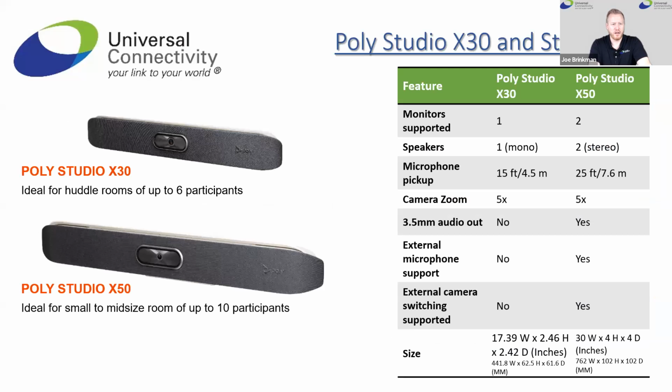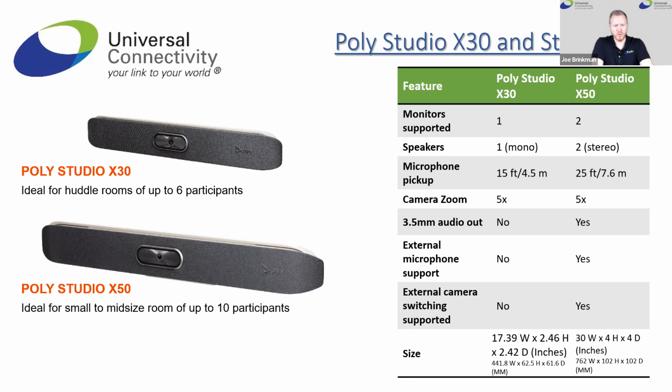So a couple of points on the Studio X30 and the Studio X50. If you're looking to equip a small huddle room, you'll want to look at the Poly Studio X30, where you really only need one monitor and one speaker. The microphone will pick up from 15 feet away. It's got a 5x zoom camera, so everybody in the room will be able to be seen and be tracked. It's ideal for huddle rooms of up to about 6 people.